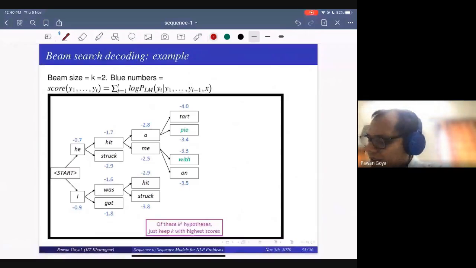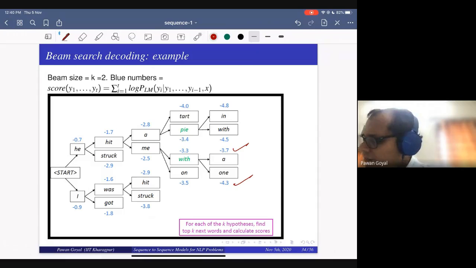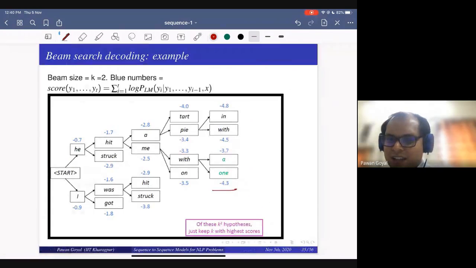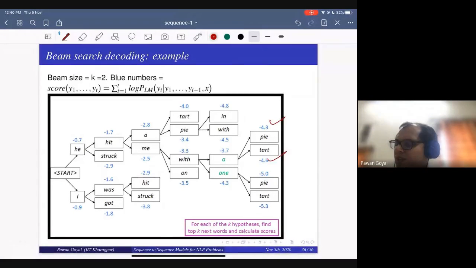So with pi is what you have chosen. Again, you will generate. Yes, and then you will choose again. Now, these 2 are possibilities, A and 1. Forget this path. So you will continue from this path, A and 1. Generate further and you get 2 sequences.